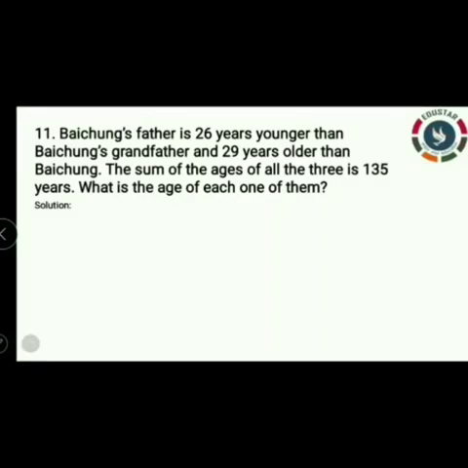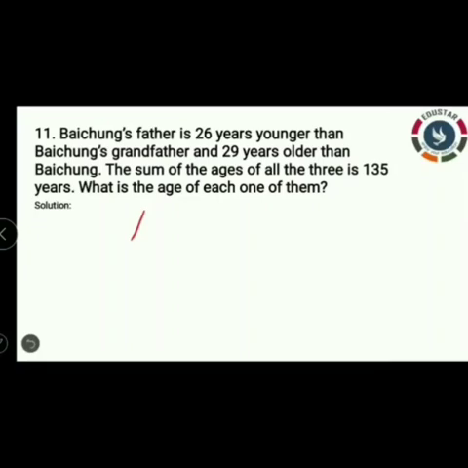And next question: Baijung's father is 26 years younger than Baijung's grandfather and 29 years older than Baijung. The sum of the ages of all the three is 135 years. What is the age of each one of them? Here, look at the first statement. Baijung's father is 26 years younger than Baijung's grandfather.